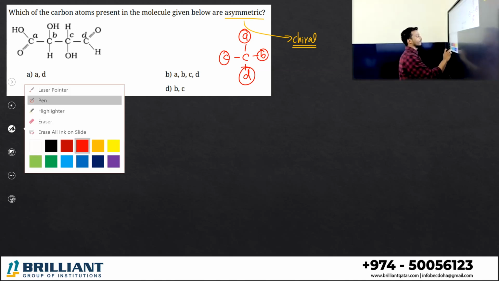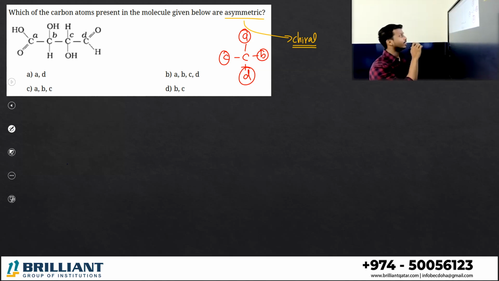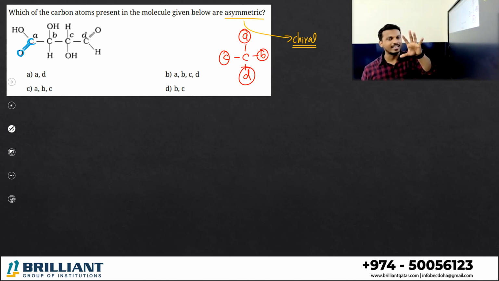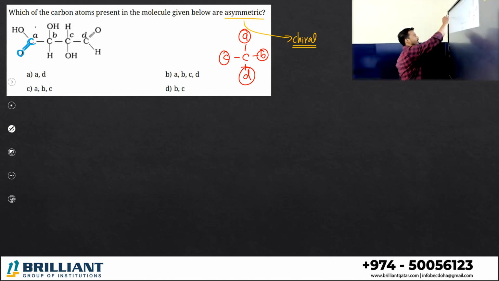Let's see the first two. What about option A, the carbon, dear student? This carbon, if you consider, one valency is satisfied with the OH group on the left side. Two valencies are satisfied with the same oxygen. You see, these two valencies are connected to the same element. So not chiral. All the 4 bonds should be connected to 4 different groups. Here 2 valencies are connected to the same element, so it is not chiral, it is achiral. So A is not that.